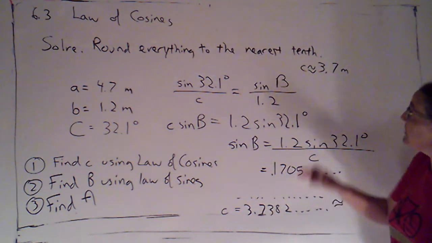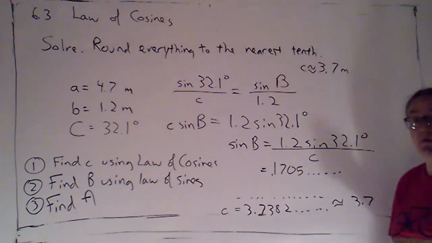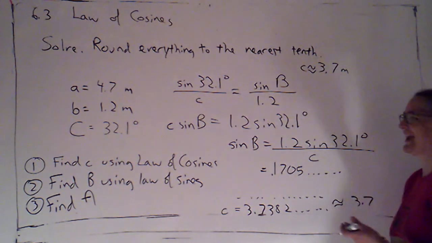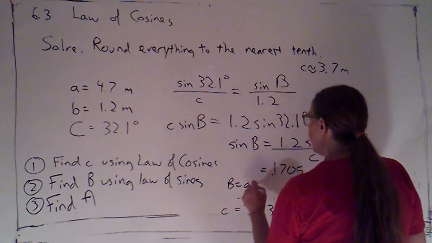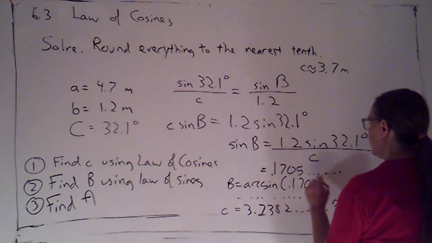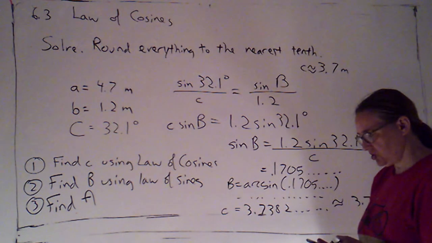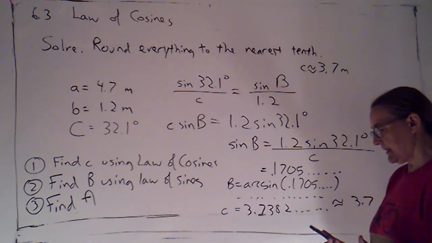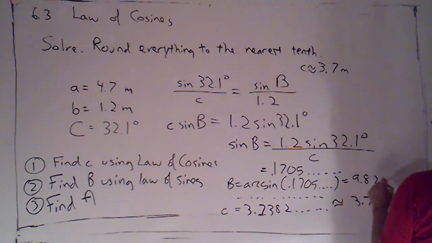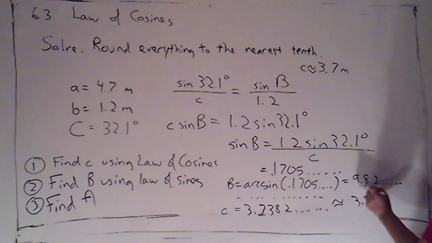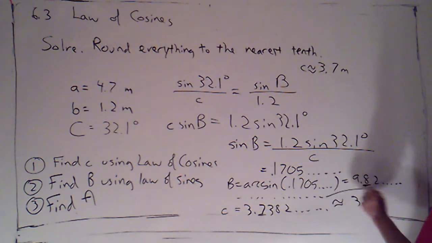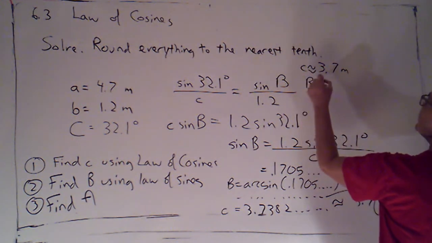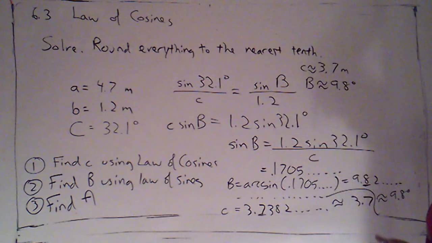Now, if you had used 3.7 instead of this non-rounded version, you might be a little bit different in some of these later digits, but you should be in the same ballpark. Okay, and then B is going to be arcsine of 0.1705 and so on. So I simply hit shift, the sine key, my answer, and I've got 9.82 and so on, which, rounding to the tenths place, would round to 9.8 degrees. So angle B, I've got, is about 9.8 degrees.